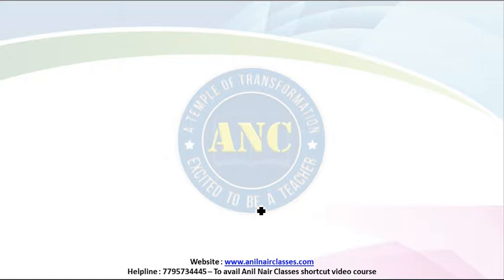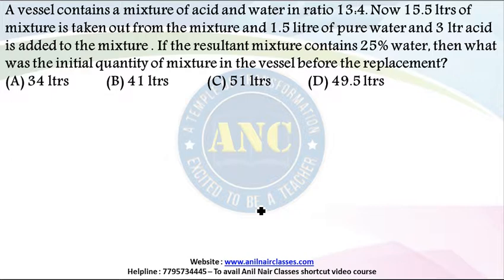You might get a doubt, sir, what if the numbers which are given in decimals? Will it be easy for me to solve? Definitely. Why not? Now see here, sir. We will take one question where it is given in decimals. See the question. A vessel contains a mixture of acid and water in the ratio 13:4. Acid and water ratio is given as 13:4. This is my first statement.